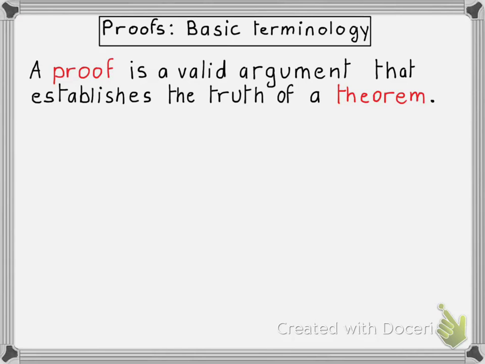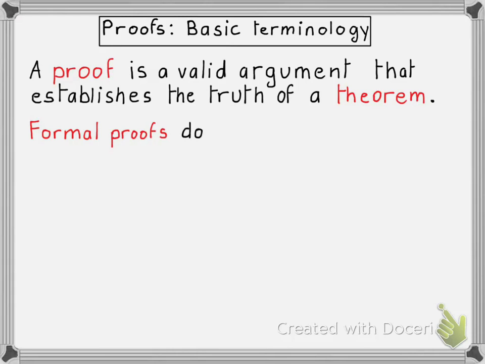Let's be clear on the definition of a proof. As you already know, a proof is a valid argument, and the goal of a proof is to establish the truth of a theorem. So this is really a double definition. It also defines a theorem. So what is a theorem? It's the conclusion of a proof or a valid argument. In other words, it's the last line in a proof. So a theorem is a proposition that was proved to be true using a proof.